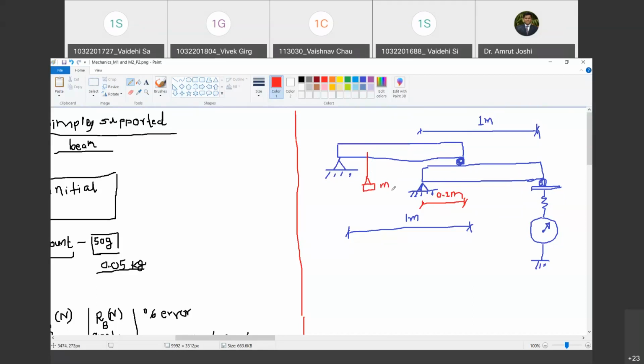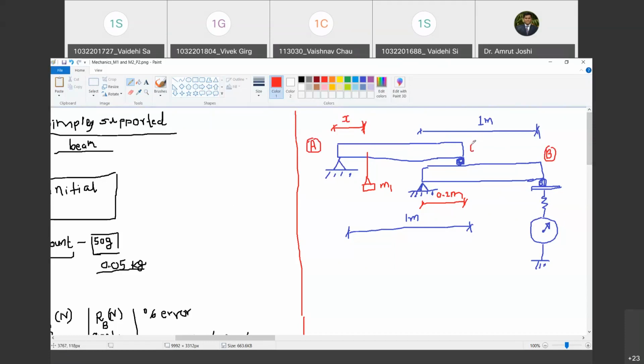This is M1 suspended at distance x on the first beam from left hand side support. Are you with me? Yes, sir. And what are we going to measure? We are going to measure this reaction. So I will name this point as B. So we are still going to measure RB, but we are going to measure it experimentally. Happy? Yes, sir. I'm going to call this as A, this as B.